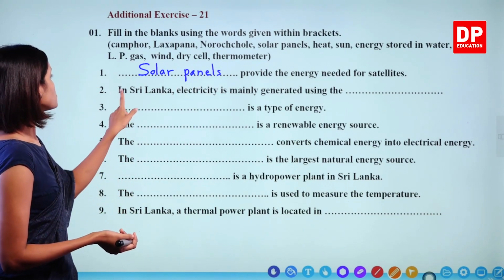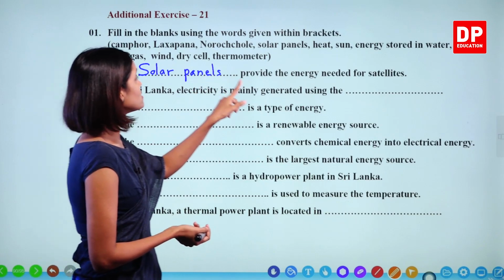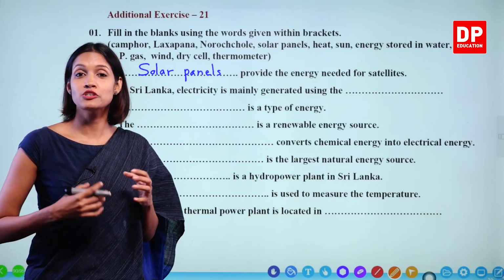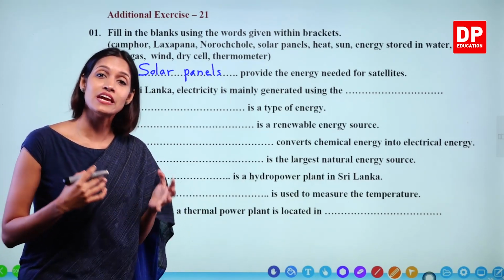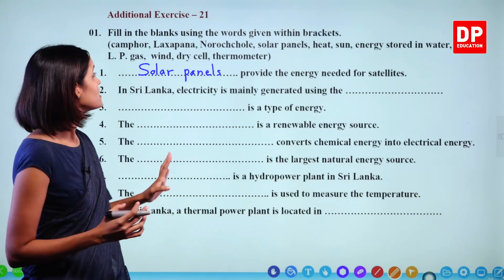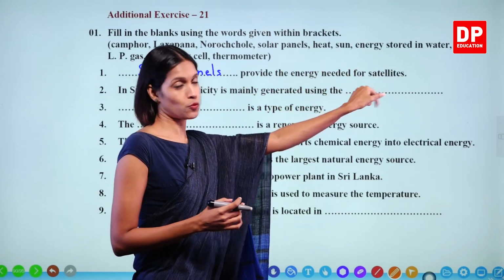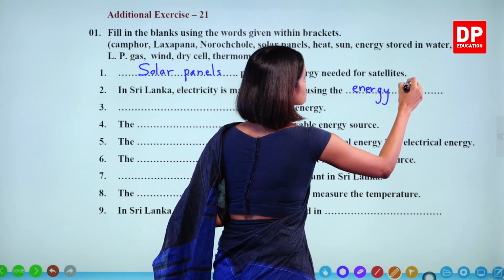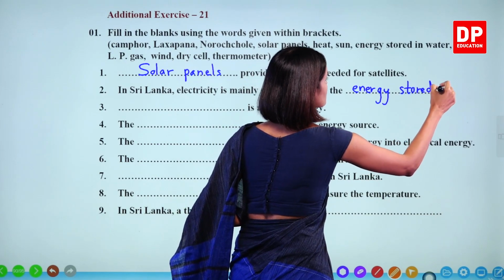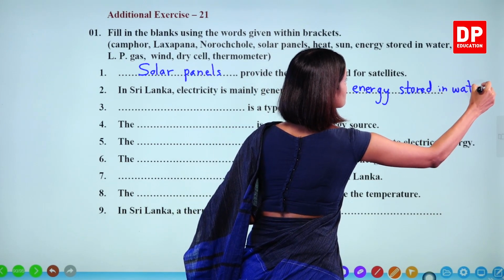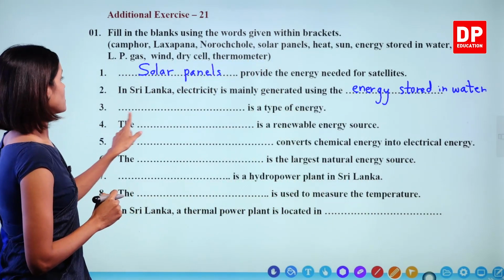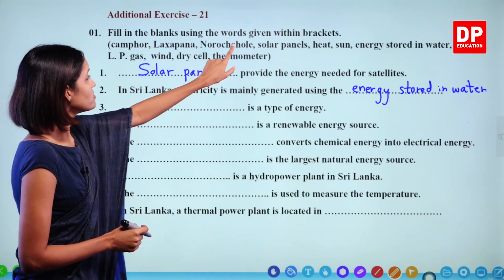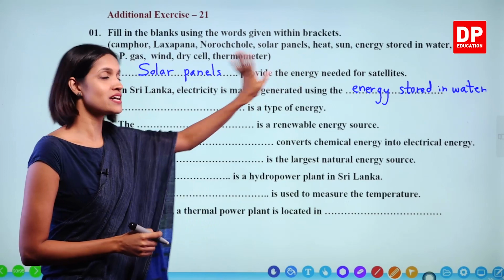Number 2. In Sri Lanka, electricity is mainly generated using, what is the main way of generating electricity in Sri Lanka, children? Using hydropower, using the energy stored in water, right? So here we have energy stored in water. Next one is a type of energy. Here we have heat. Heat is a type of energy.